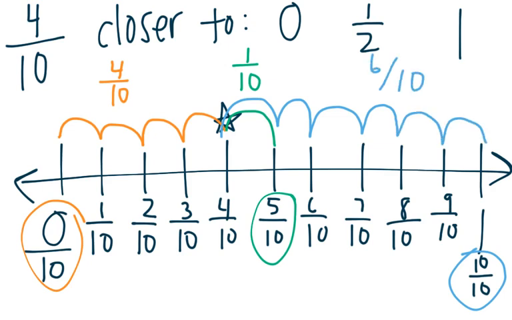So we are looking for which of these fractions is the smallest. Here we see that it is closest to 1/2 because we only hopped 1/10 of the way. 1/10 is smaller than 4/10 and it is smaller than 6/10. Therefore, 4/10 is closer to 1/2.